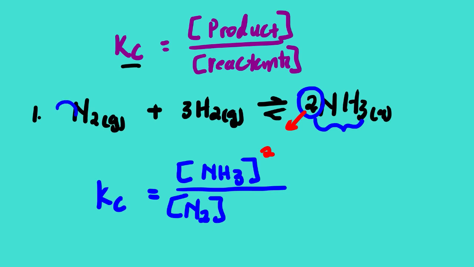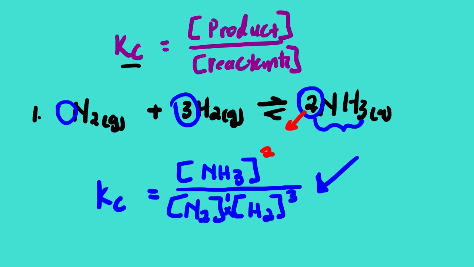Since nitrogen doesn't have any coefficient, it means we're simply going to put 1 here. Multiplied by the concentration of hydrogen. And you should take note that it's multiply. You don't add but multiplication. Then the coefficient is 3, so we're going to put 3 here. So this is the Kc expression for this particular equation.